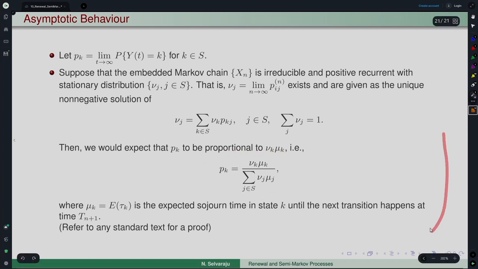One can rigorously prove this, for which you have to start from regenerative processes and apply those proofs here, but intuitively the idea is clear. So, pk, the long term probability of finding the semi-Markov process in state k, is connected to the embedded Markov chain's stationary distribution and the expected sojourn time in state k, which is nu k mu k as a proportion of the total. This is what you get as the asymptotic behavior.